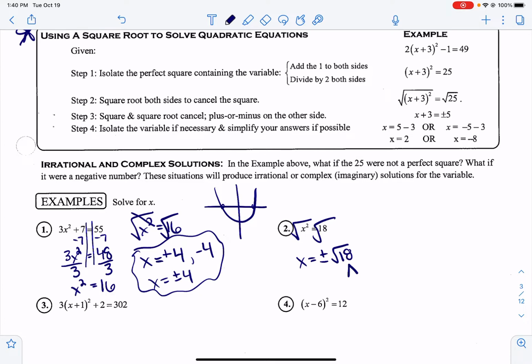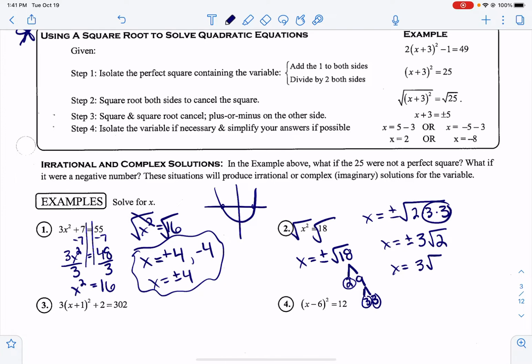So 18 is 2 times 9, and 9 is 3 times 3. So what I'm doing, and I'm going to do this the long way since it's been a while, x equals plus or minus, instead of 18, this becomes 2 times 3 times 3. And because it's a regular square root, I'm looking for doubles. And there is one. It's a 3. So that 3 comes on the outside, and the 2 stays on the inside. So I end up with x equals plus and minus 3 root 2, which means x equals a positive 3 root 2, and it also equals a negative 3 root 2.